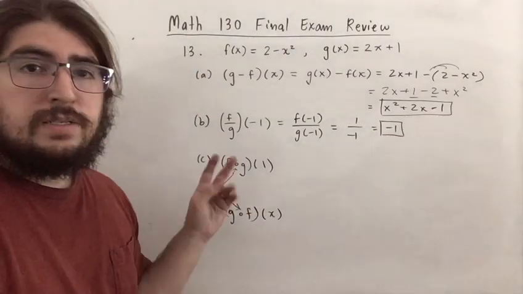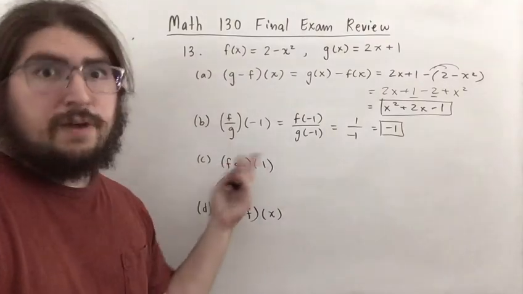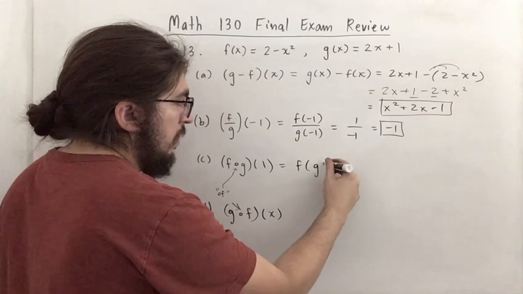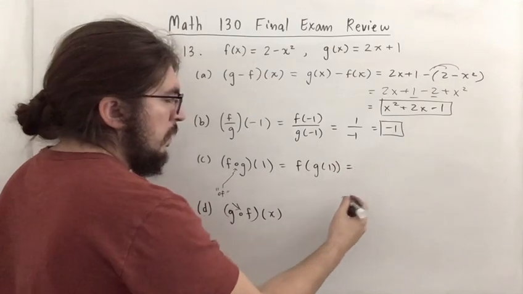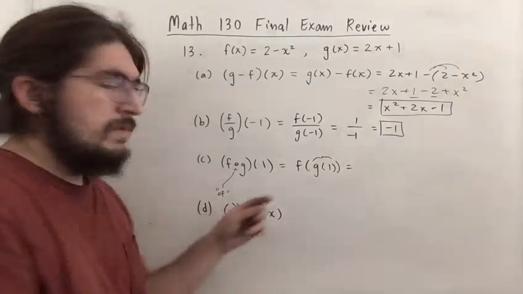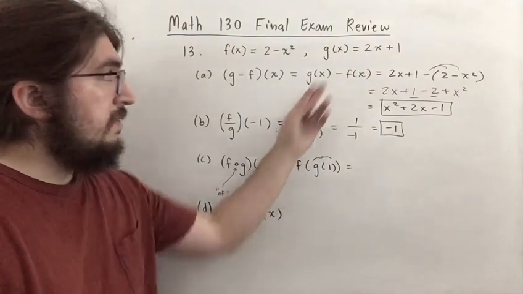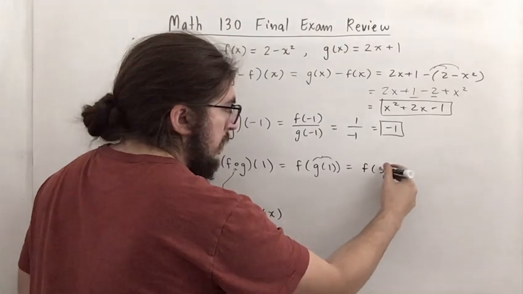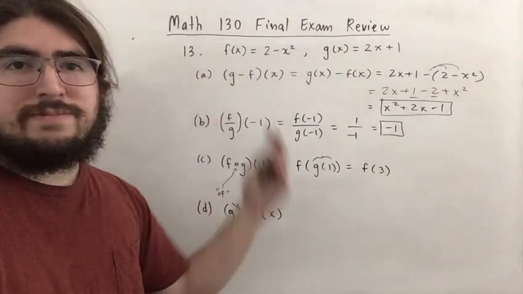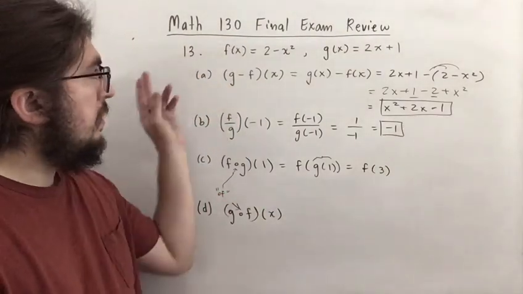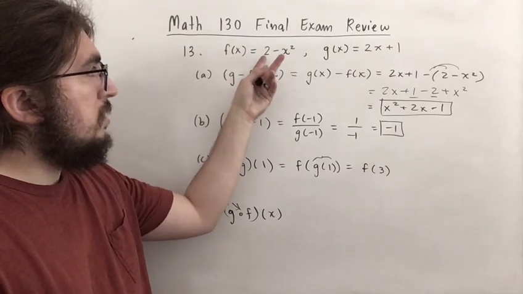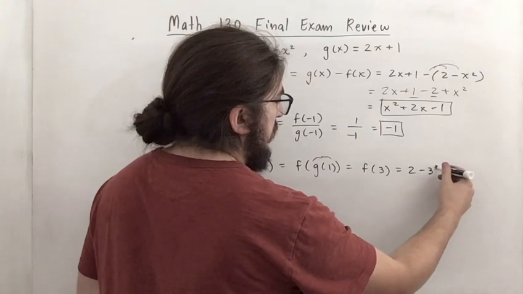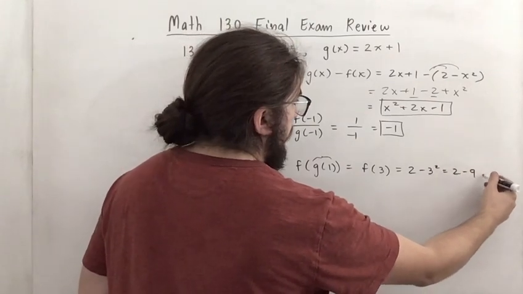Fantastic. So now this is f of g of 1. So the way we write that is f of g of 1. So I'm going to work from the inside out. So g of 1 first. So g evaluated at 1 is 2 times 1 plus 1, so it's 3. So now we have to evaluate f at 3. So that's how that works. So when x is 3, we get 2 minus 3 squared. Let me just write it out. 2 minus 3 squared. That's 2 minus 9. That's -7.